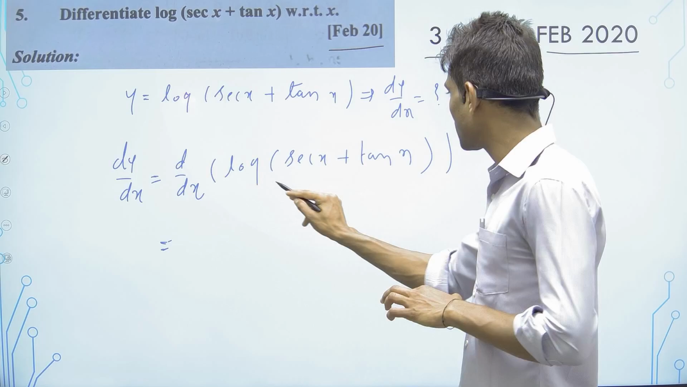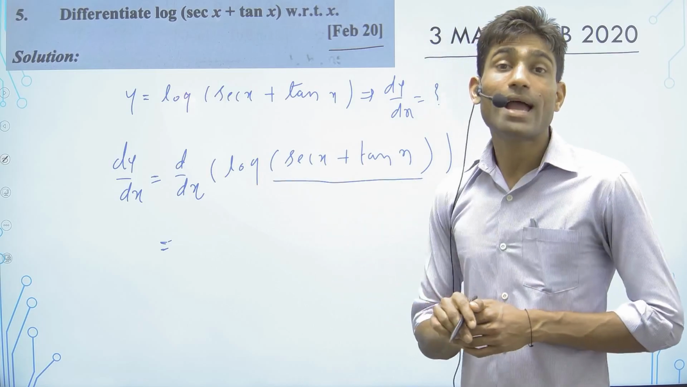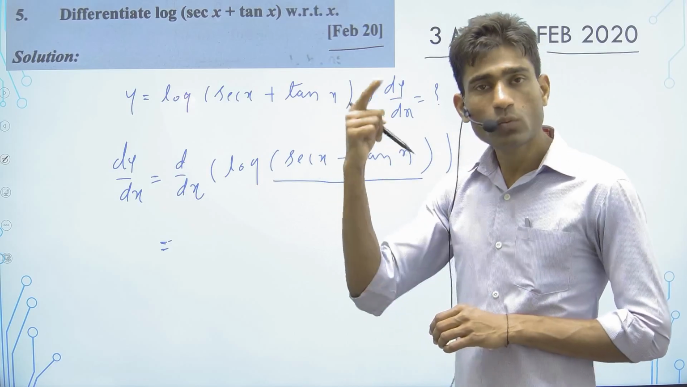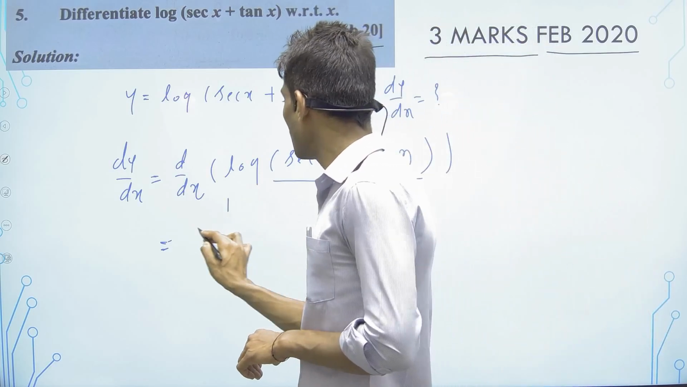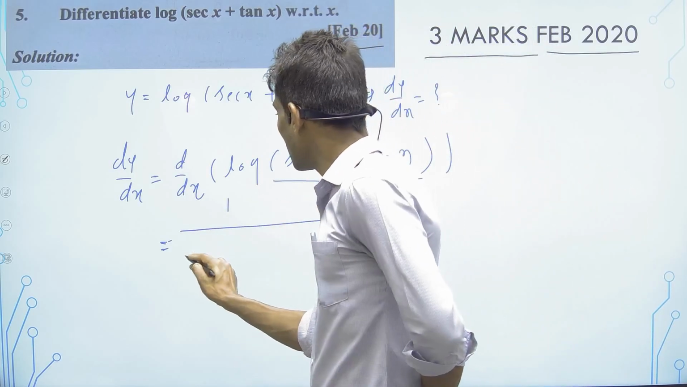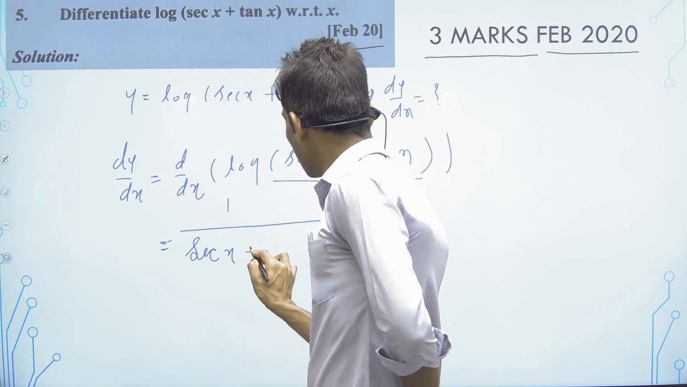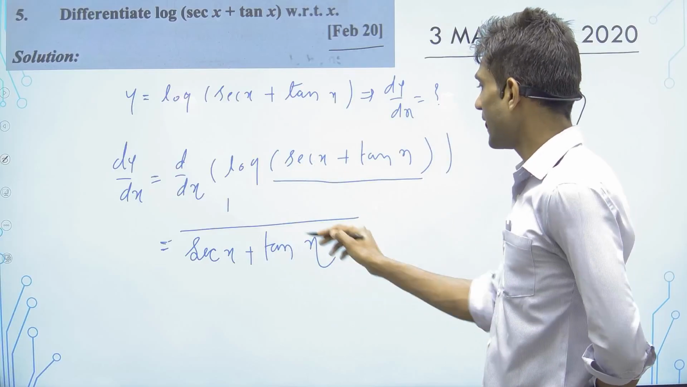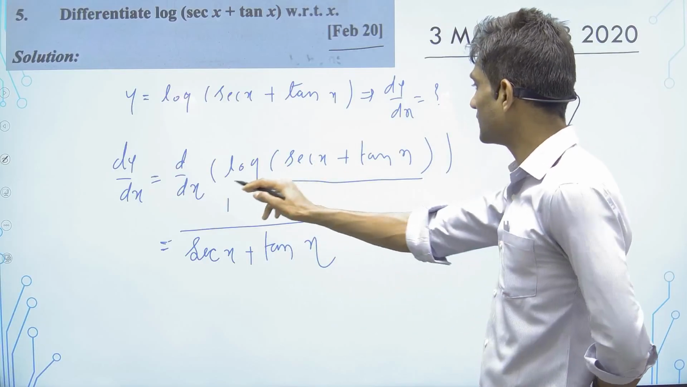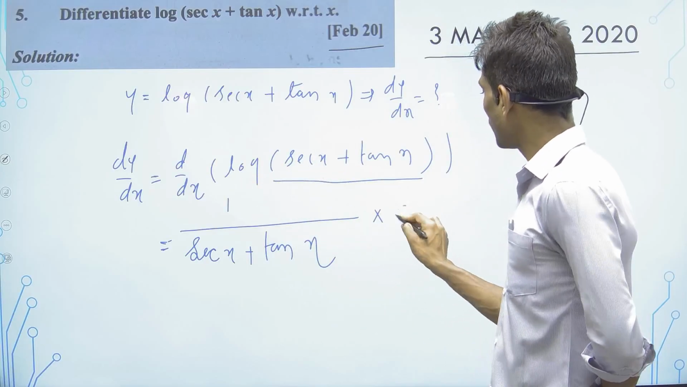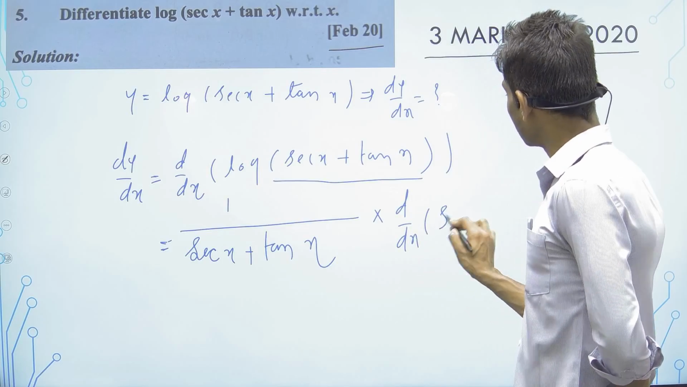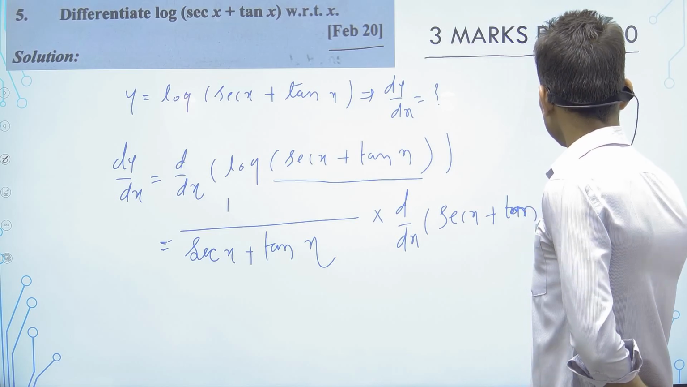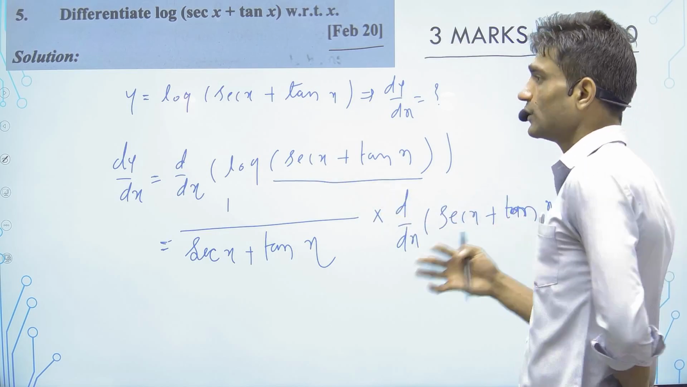So log of x, consider this whole bracket as x. Log of x has differentiation 1 upon x. That means 1 upon x has the value 1 upon sec x plus tan x, multiplied by the differentiation, d by dx of sec x plus tan x. We have to differentiate that further till it vanishes.